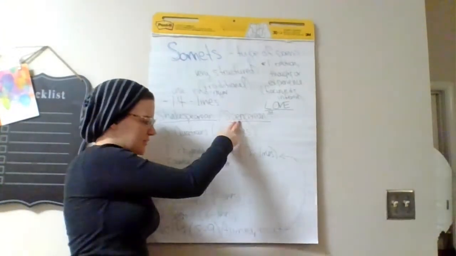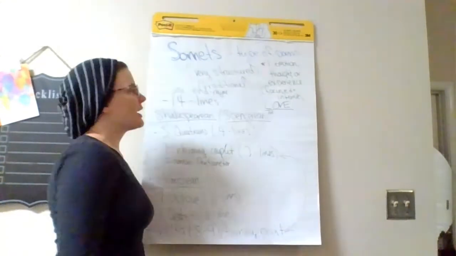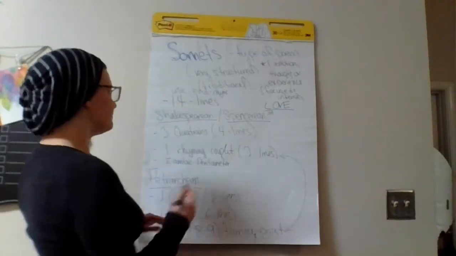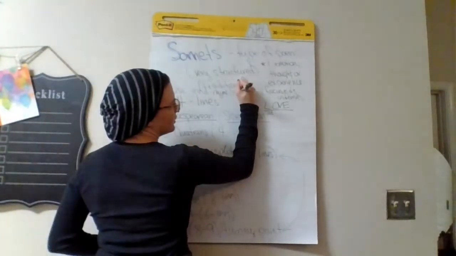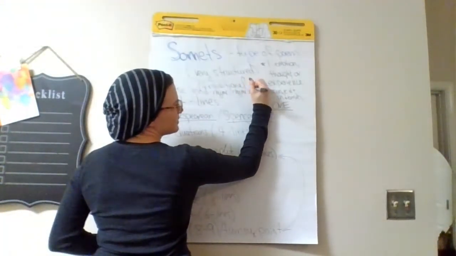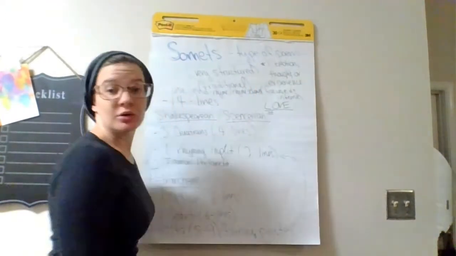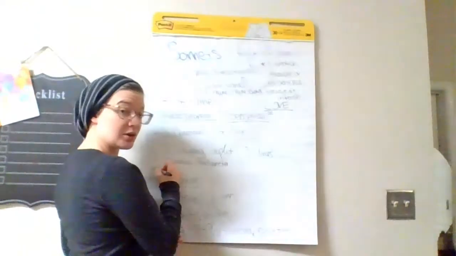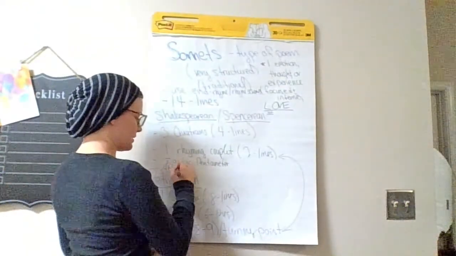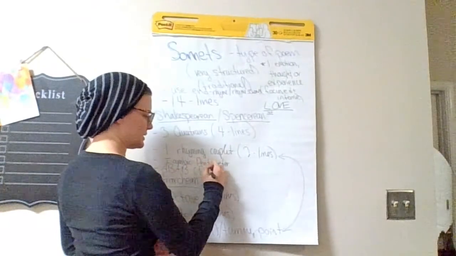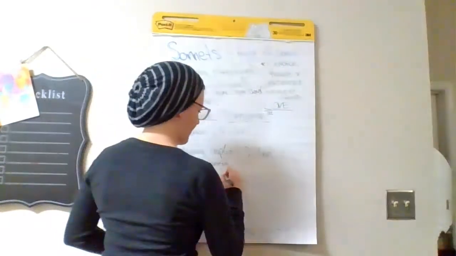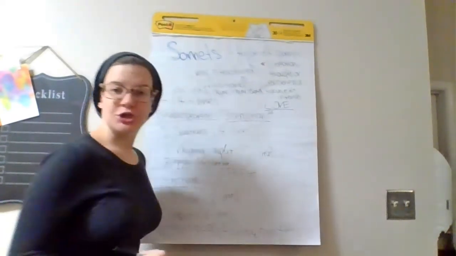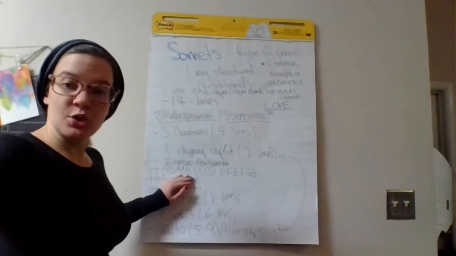For Shakespearean, Spenserian, and Petrarchan, they all have different ways of doing this end rhyme system, and they're called rhyme schemes. So they all have rhyme schemes, but they are all different. So Shakespeare, his goes a little something like this. A, B, A, B, C, D, C, D, E, F, E, F, G, G. This is the way the words will end.